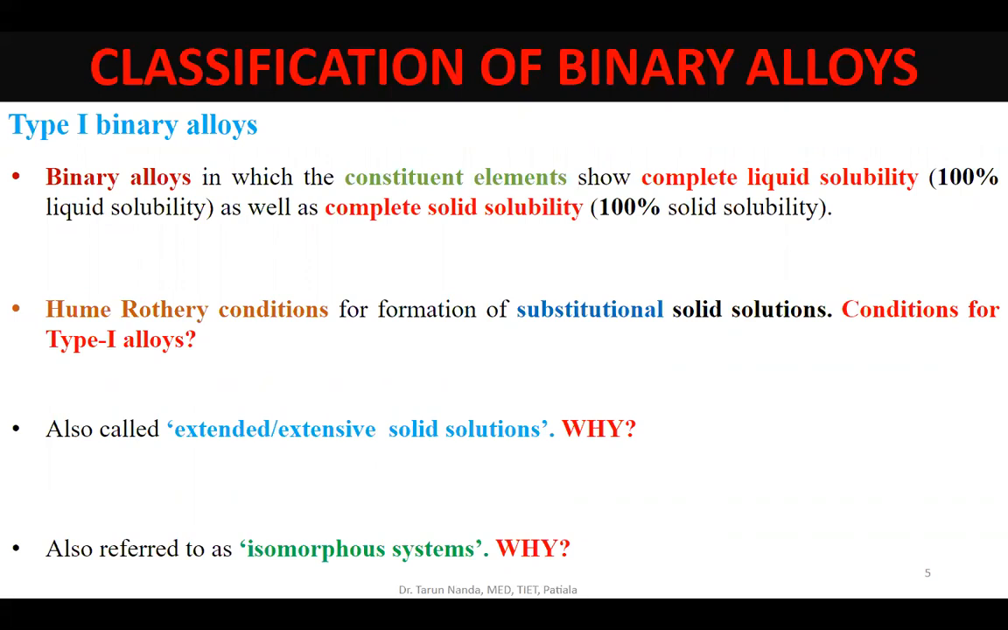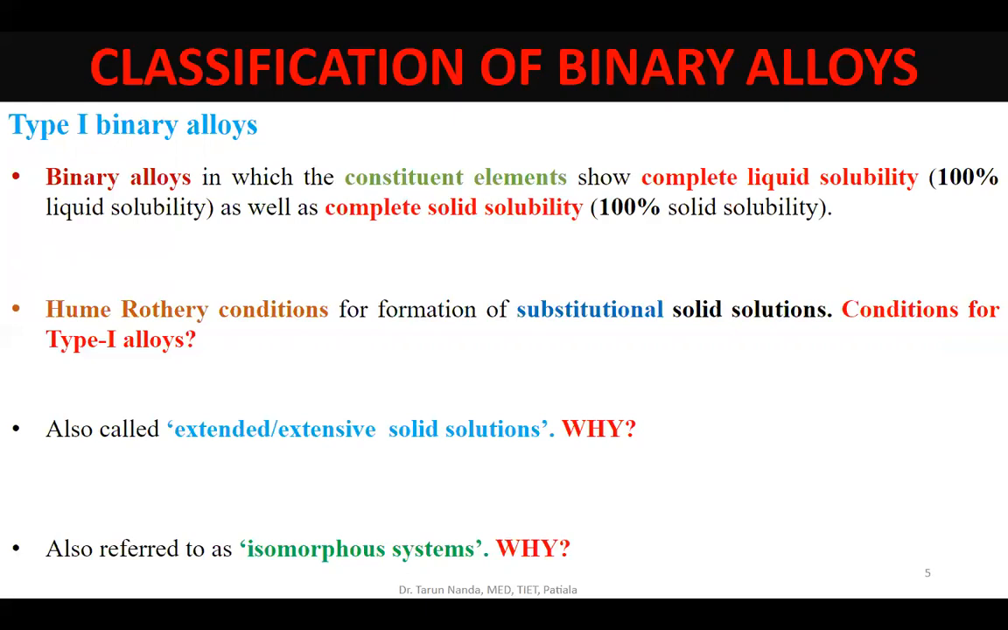When I say complete liquid solubility or 100% liquid solubility, it means that for the binary alloy, you take the two constituent elements in any weight ratio. In any weight ratio in which you take them, they'll always show liquid solubility, they'll always form a solution, they'll always show one phase when they are in the liquid state, and that phase would be a liquid solution of the two constituent elements. And what does complete solid solubility mean?